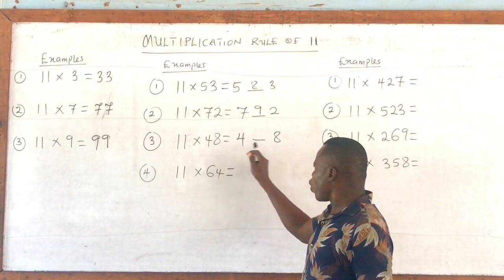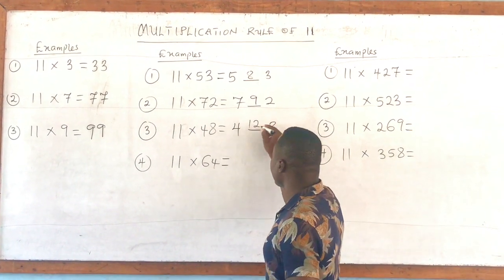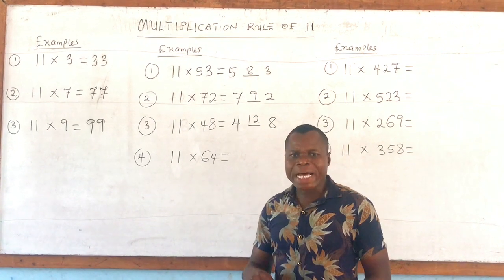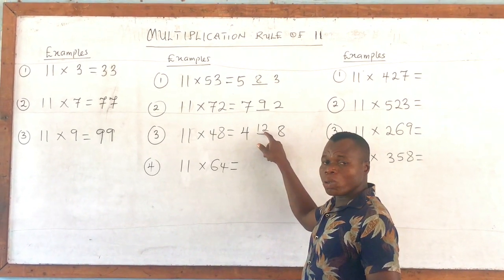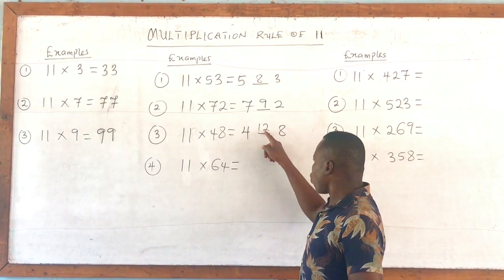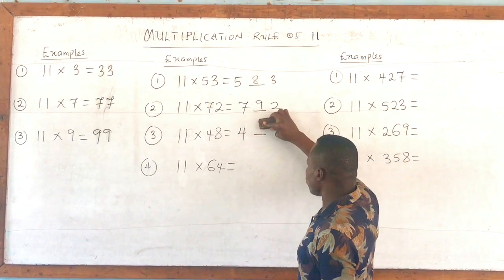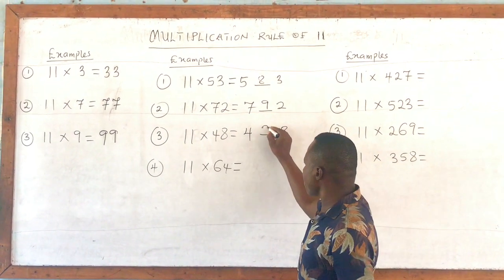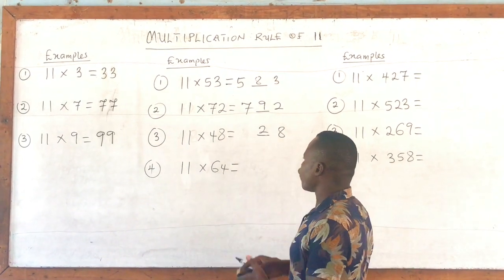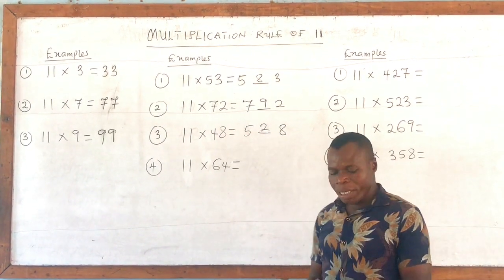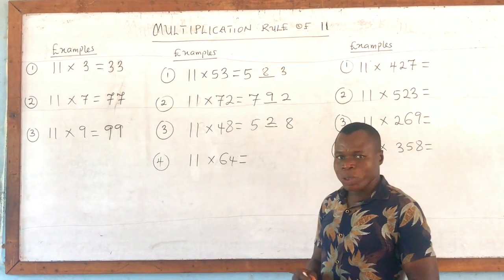If I add 4 and 8 together and I'm getting 12, it will be wrong for me to write the whole 12 here. So what I'll do is write the unit digit of 12, which is 2, in the space, and keep the 1. So I'll write 2 here, and then add the 1 to 4, and that will give me 5. Meaning 11 times 48 is 528.